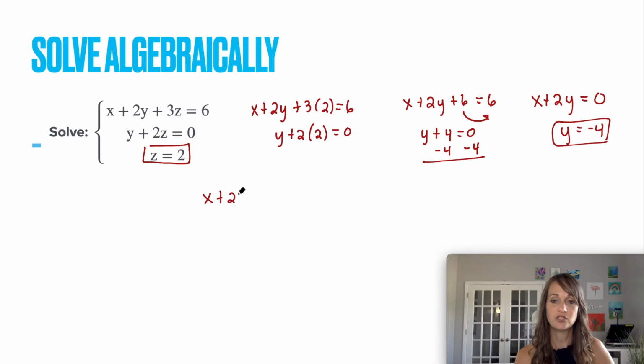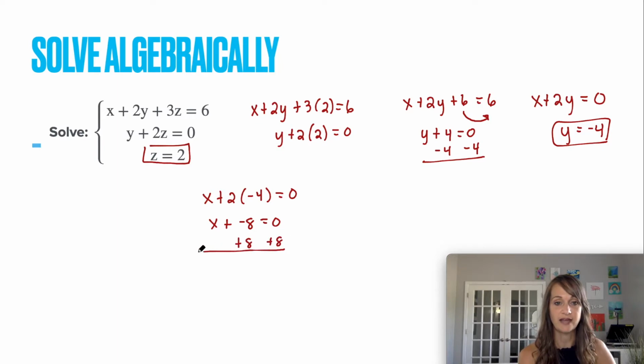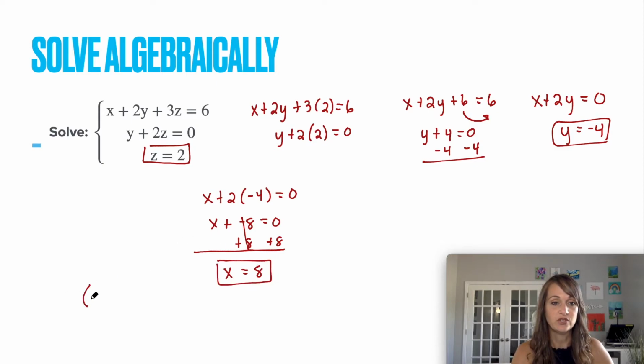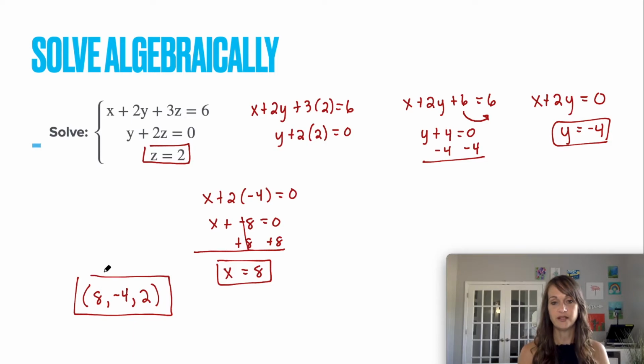So x plus 2y equals 0, and y is negative 4. So x plus a negative 8 equals 0. The opposite of a negative 8 is a positive 8, so I would add 8 to both sides, and x equals 8. So I'm actually going to write this as a coordinate point, which is the point (8, negative 4, 2), because the x, y, and z must go in alphabetical order. 8 represents x, negative 4 represents y, and then 2 represents z.